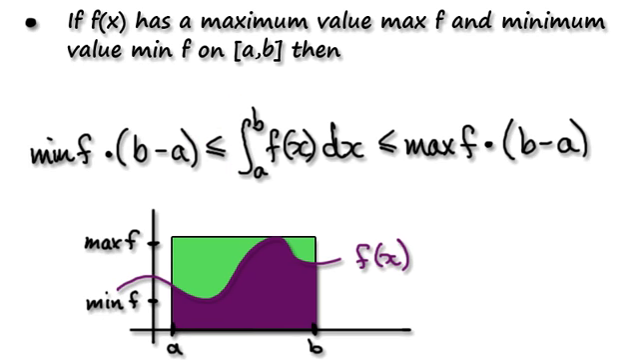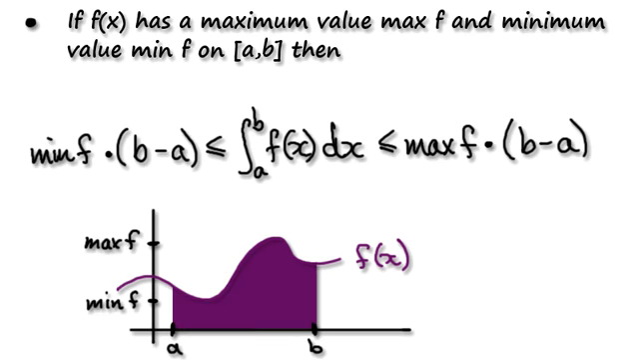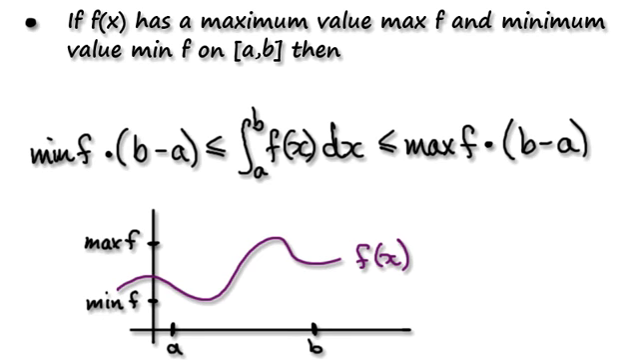I hope you can see it. Let me try and show you this again one last time. The true area here is always bigger than the smallest area, but it's always smaller than the biggest area. Okay, it's kind of obvious if you think about it.